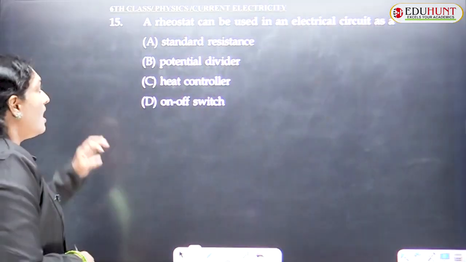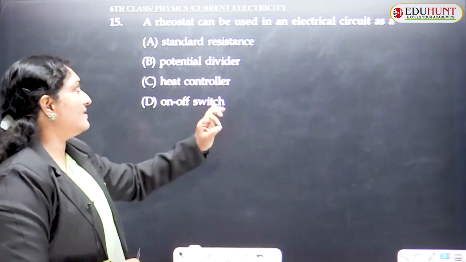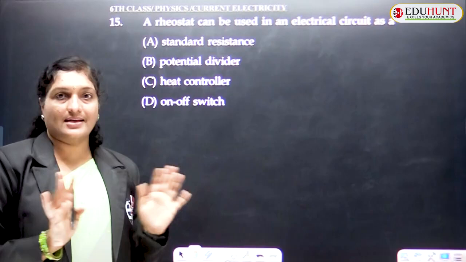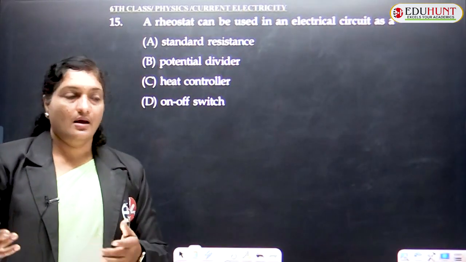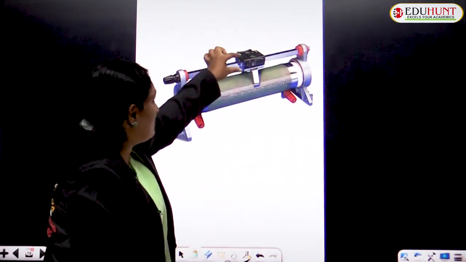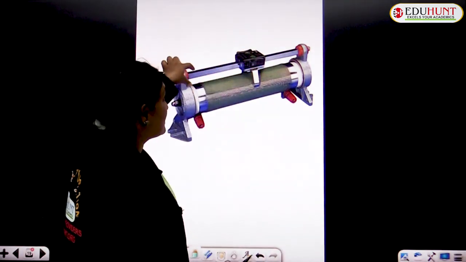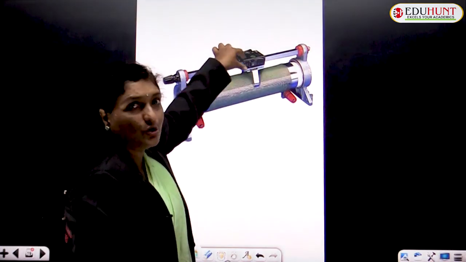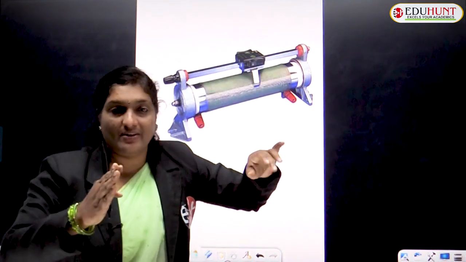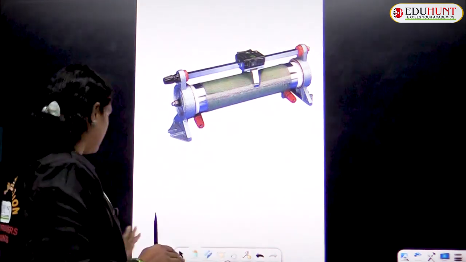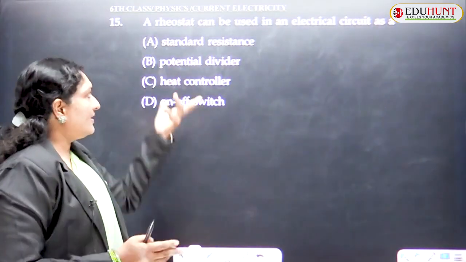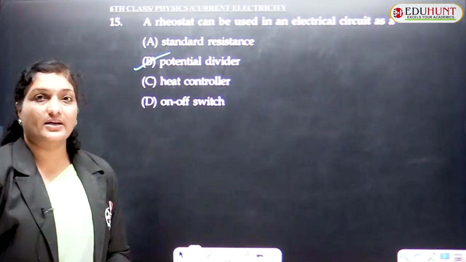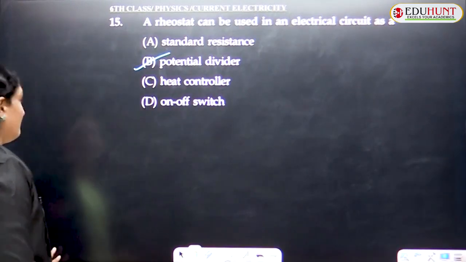Hence, the question: a rheostat can be used in an electric circuit as which one? Standard resistance? Not a standard. Variable resistance, because it is being varied. Whenever we shift this device, the resistance can be varied from 0.1 ohm, 0.2 ohm, 0.3 ohm. So, variable resistor, not constant resistor. Potential divider, yes, of course, not about heat or an on and off switch. So, the correct answer is option B, that is potential divider.